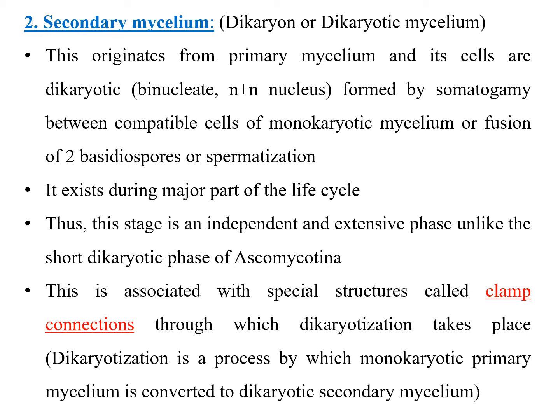the dikaryotic phase exists. And the special important character of the secondary mycelium is that it is associated with a special structure known as clamp connections, through which dikaryotization takes place. How does dikaryotization take place? Through the clamp connections. I will explain in the coming slides about this clamp connection and how it helps in the formation of dikaryotization. And what is dikaryotization? This is a process by which monokaryotic primary mycelium is converted into dikaryotic secondary mycelium.